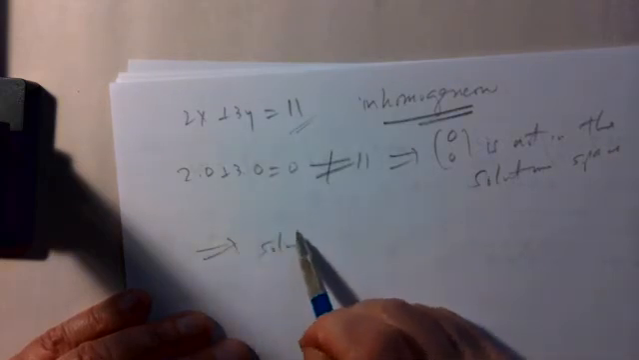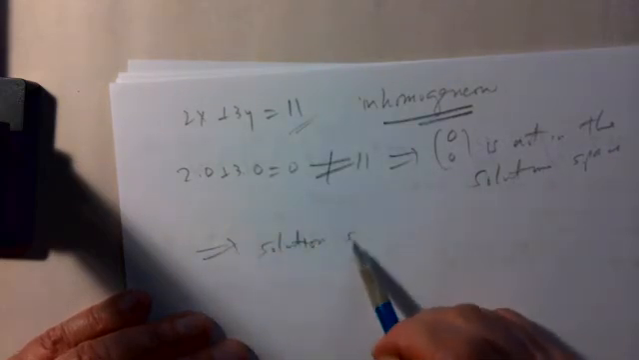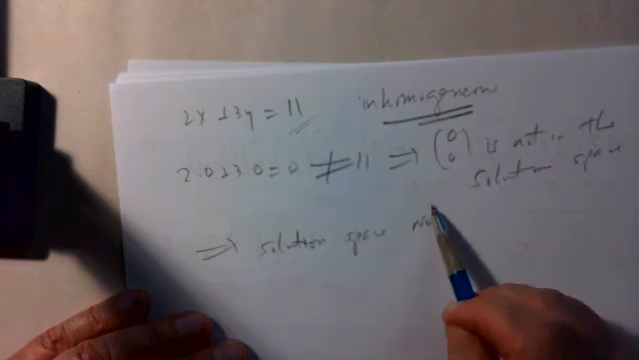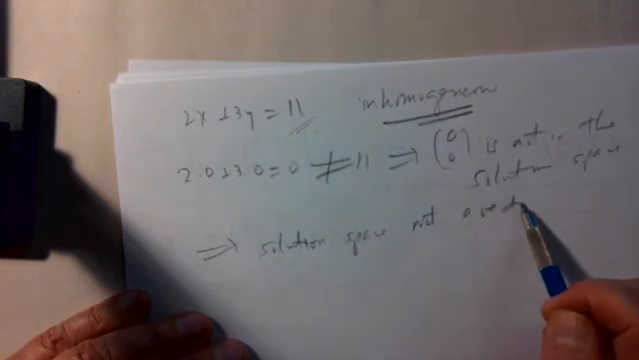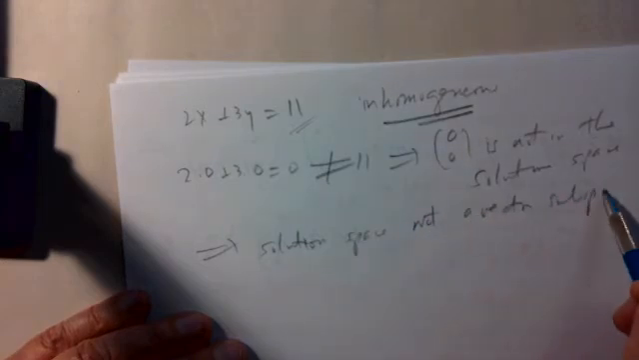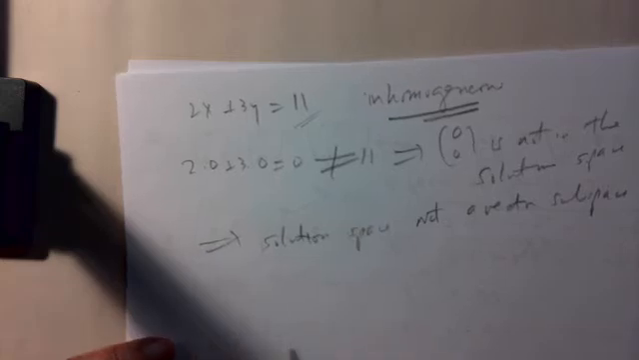So the solution space is not a vector subspace for this inhomogeneous equation. In fact, it never is. But it's something very close to a vector subspace. It's what is called an affine subspace.